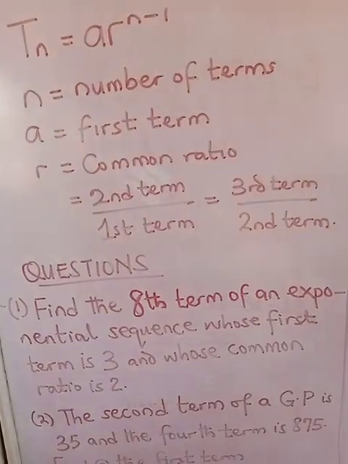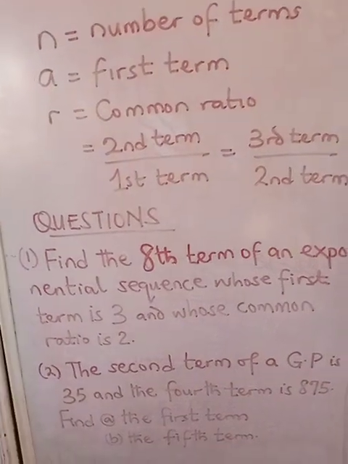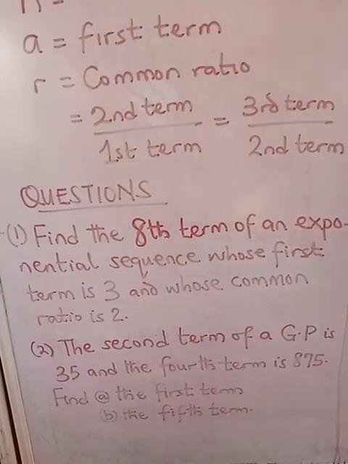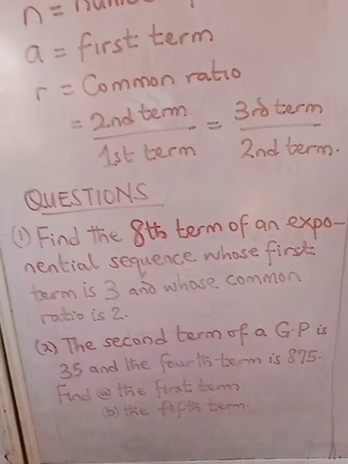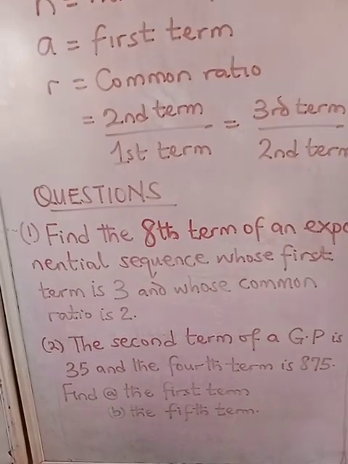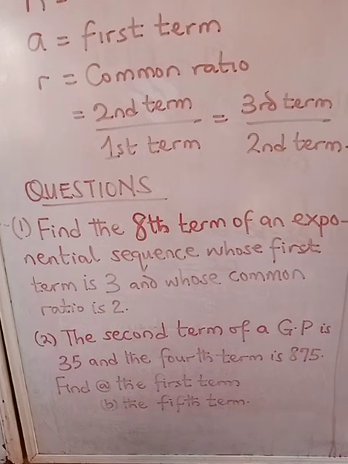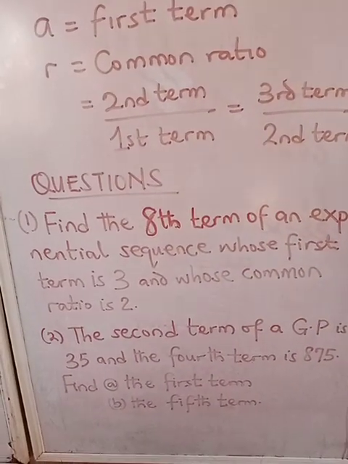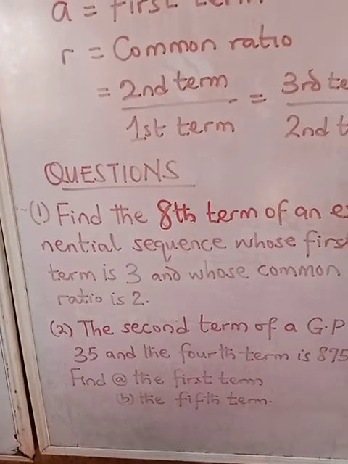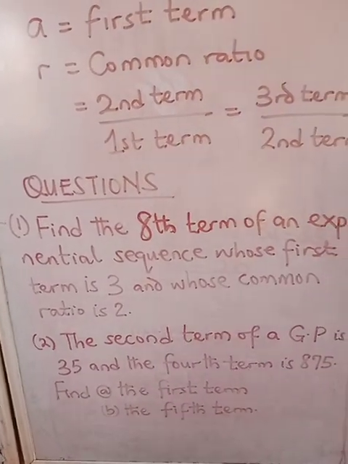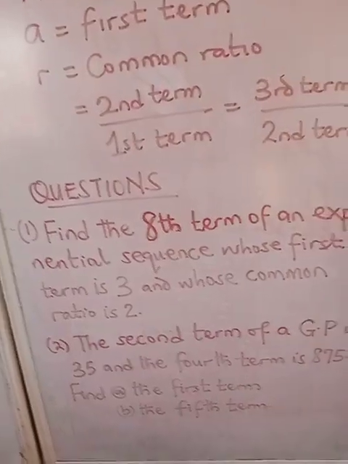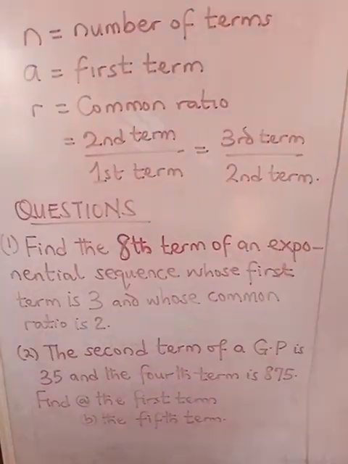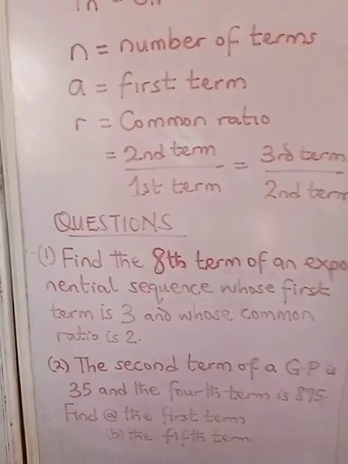So we have some questions here. Can we solve them together? The first question: find the eighth term of an exponential sequence whose first term is 3 and whose common ratio is 2. And the second one: the second term of a GP is 35 and the fourth term is 875. Find A, the first term, and B, the fifth term. Let's proceed as we solve them together.